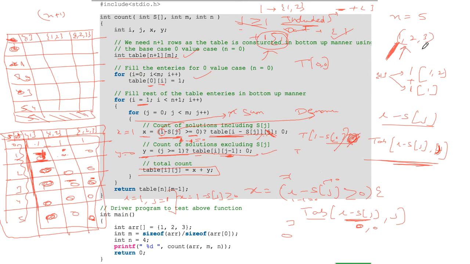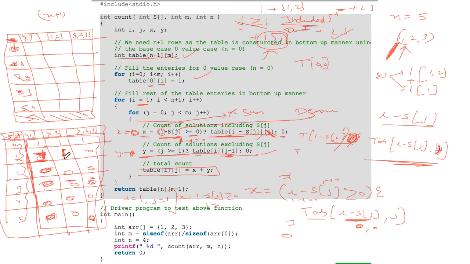So 1 minus s of 1, which is 2. So 1 minus 2 equal to minus 1. It is lesser than 0. Then return 0. So the x will now be 0. Y will be 1. The table entry of this will come to be 1. And it makes sense as well.